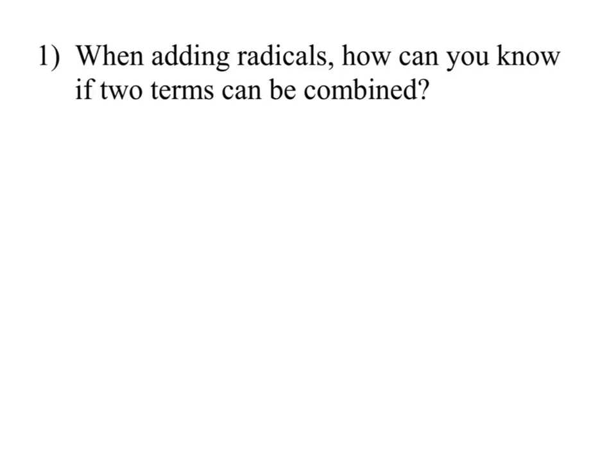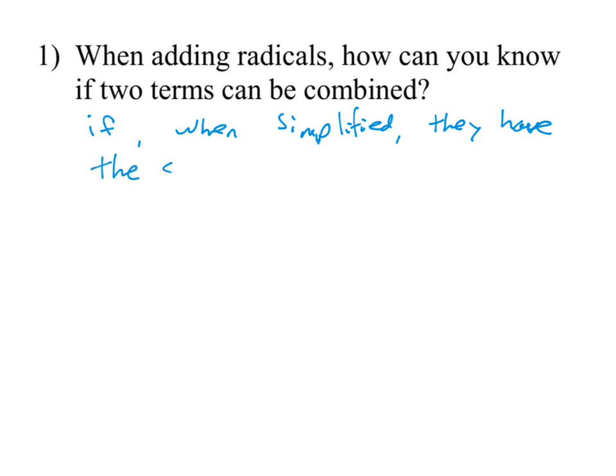When you're adding radicals, how can you know if two terms can be combined? The answer is, you have to make sure you simplify them first. Simplified, they have the same radicand. And the radicand is the thing inside the radical.